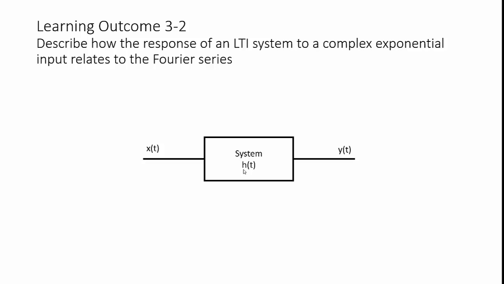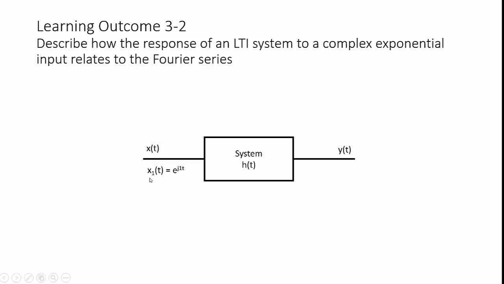So now let's move on to learning outcome 3.2. We just introduced how if we have an input that's a complex exponential, we'll get an output that's a scaled complex exponential. Learning outcome 3.2 is how to take that information and relate it to a Fourier series, which is the topic of this chapter.